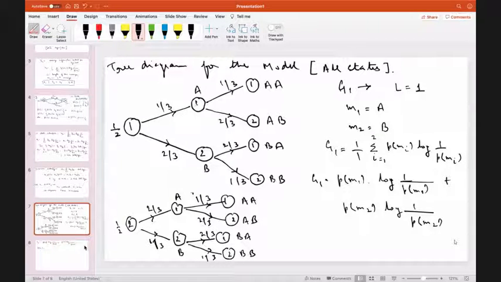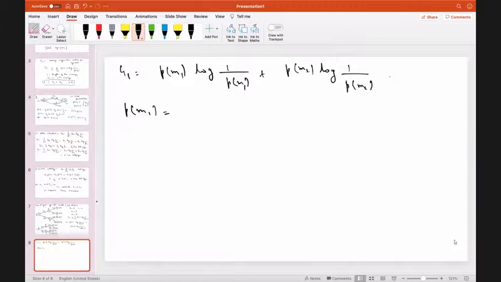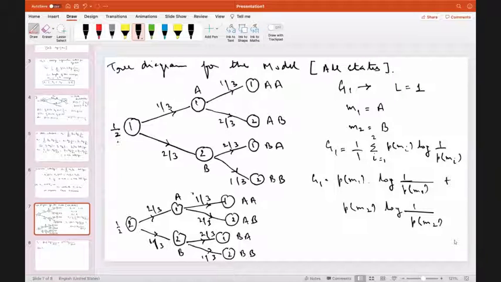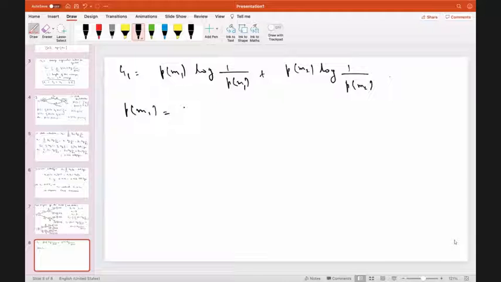So in this case, P(M1) is going to be 1 by 2 multiplied by 1 by 3 plus 1 by 2 multiplied by 2 by 3, because in both the cases you're coming back to A, which happens to be message 1. So this comes out to be equal to half.